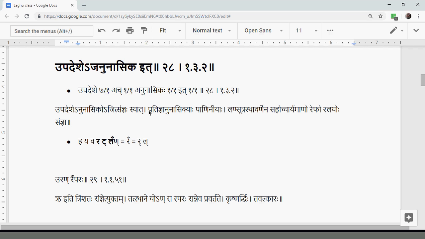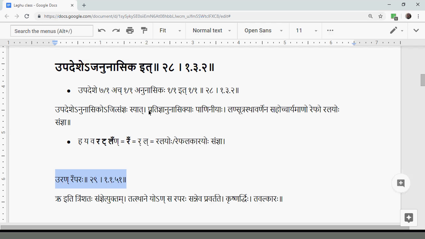Equal to ra, and that is equal to what? Repha and lakara, what is said as ralayoho. Ralayoho is repha lakara yoho sanya. So it stands for repha and lakara. That is what is said, ralayoho or repha lakara yoho sanya syat. So how do you say repha and lakara? It is said by ra. It is said as ra. And that he needs in the next sutra where he says urandraparaha.